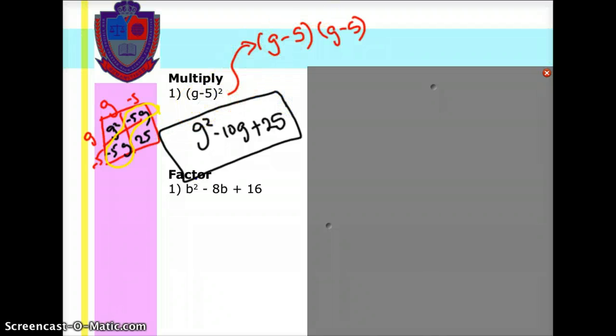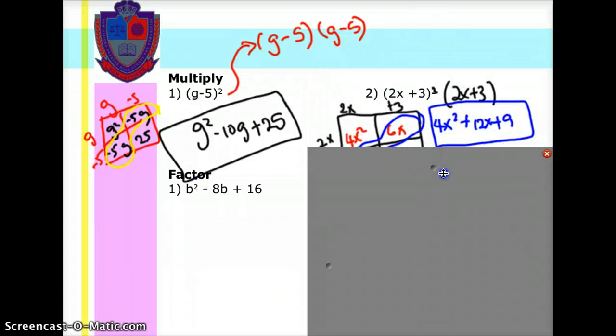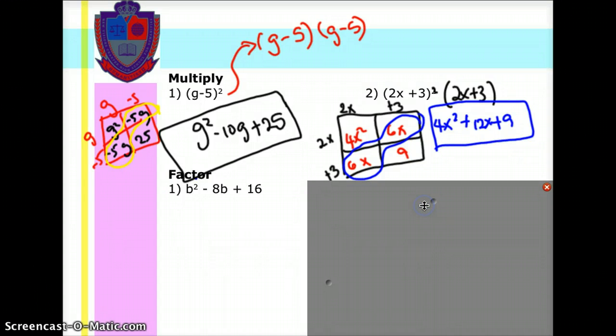So you know what to do. Pause the video, try number 2. Now that you're back and you got a chance to try it, did you get 4x² + 12x + 9? Hope you did. If not, you know what to do again. Review what you just did.